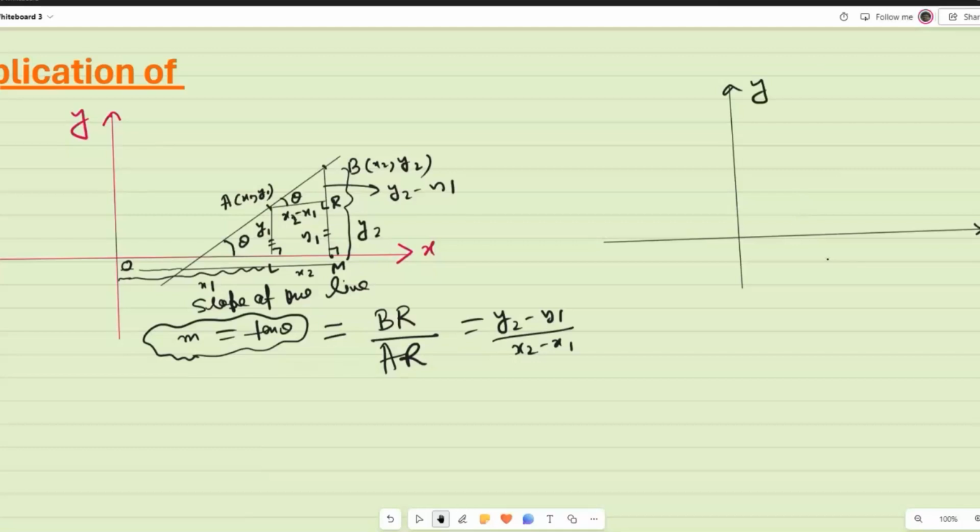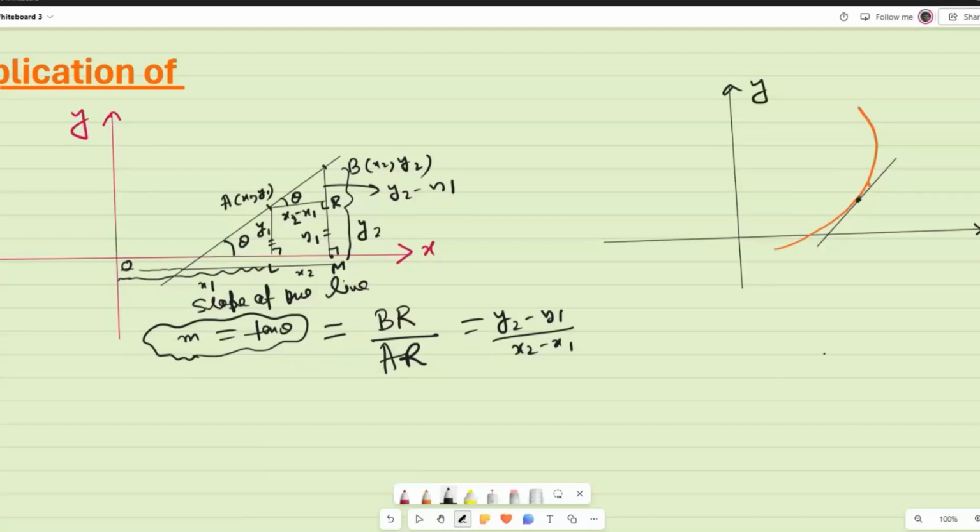Ellipse, parabola, hyperbola, many curves are there. We need not know. But if there is a curve, is it possible to define the slope of the curve? No, not possible. At a particular point, the tangent makes some angle. We can define the slope of the tangent to the curve at a particular point.